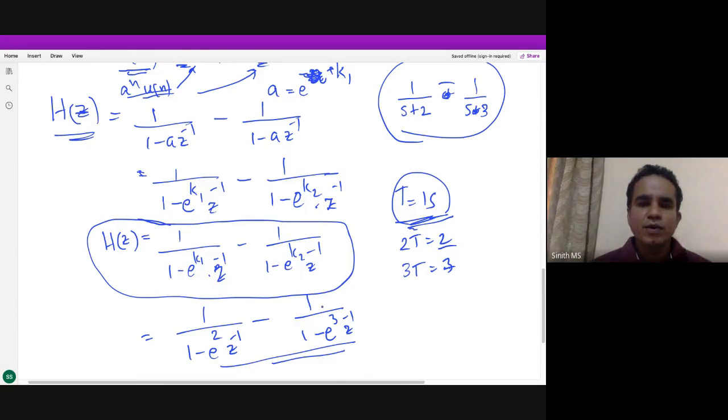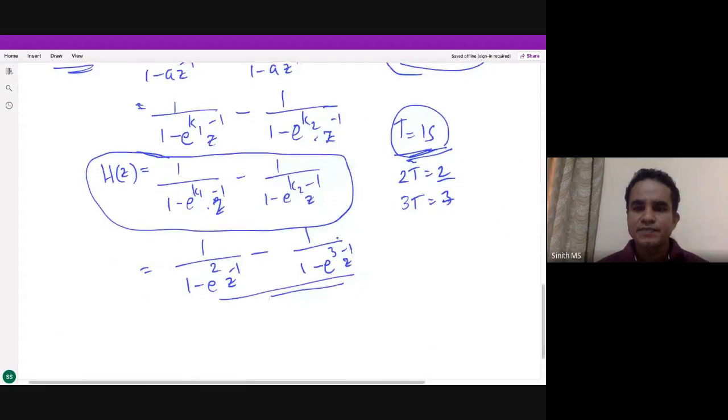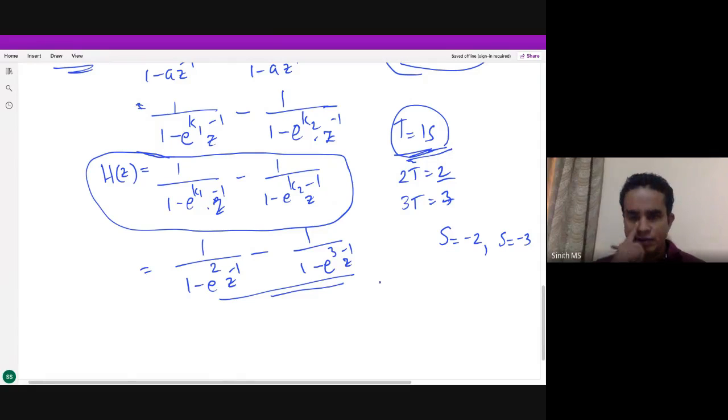So previously you had some poles. Which are these poles? Minus 2 and minus 3. The poles for S equal to -2 and S equal to -3 are the poles. Now what are the poles? 1 minus e^2 z inverse is equal to 0.